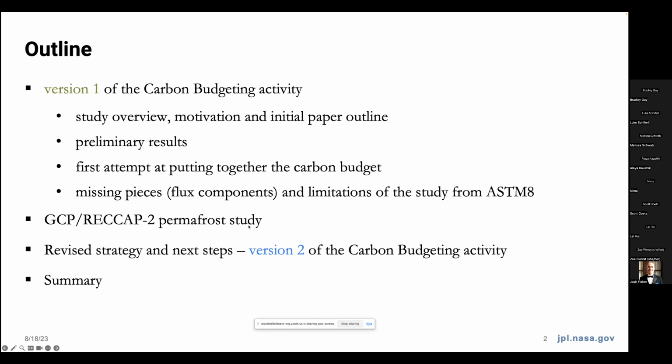However, I will then switch quickly to just one or a couple of slides on the GCP Recap 2 permafrost study that has been going on for the last year or so. Under the auspices of the GCP Recap 2 activity, we have now gathered a lot of data, and some of those data sets actually address those missing pieces. Which will lead me, over the last couple of months as I've started or restarted thinking about this, to what I think version 2 of this activity looks like. And this is where I end, with the timeline for finishing the manuscript and putting all of this together.